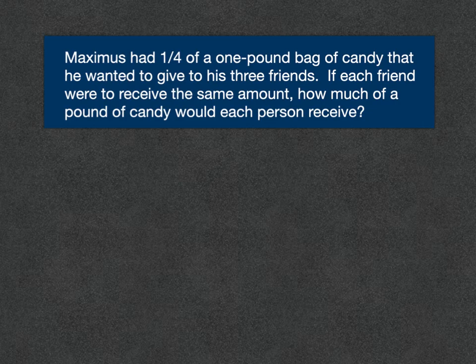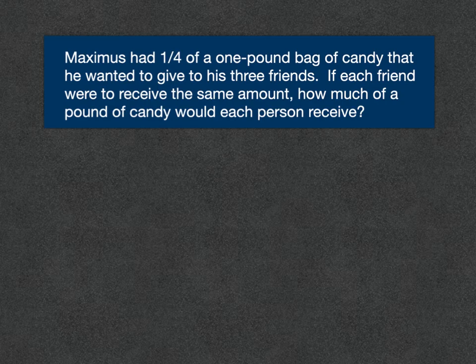Let's start by reading this problem. Maximus had 1/4 of a 1-pound bag of candy that he wanted to give to his 3 friends. If each friend were to receive the same amount, how much of a pound of candy would each person receive? In any problem like this, it is important to visualize what the story is telling you.